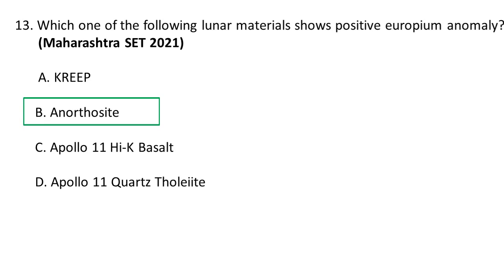Anorthosite materials often show positive europium anomalies. Plagioclase is a mineral that can cause positive europium anomalies. And lunar anorthosite, the plagioclase-rich anorthosite that makes up about the moon's light-colored highlands, shows a large positive europium anomaly. Next question.